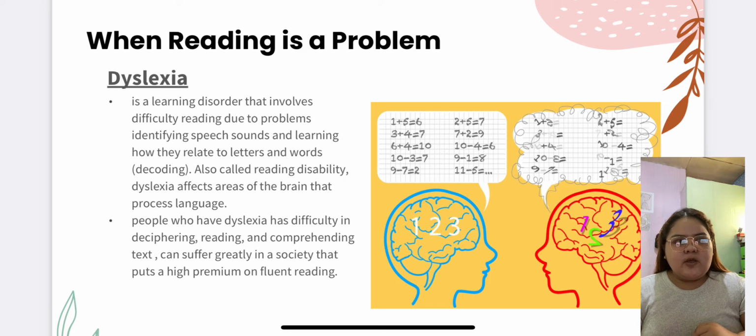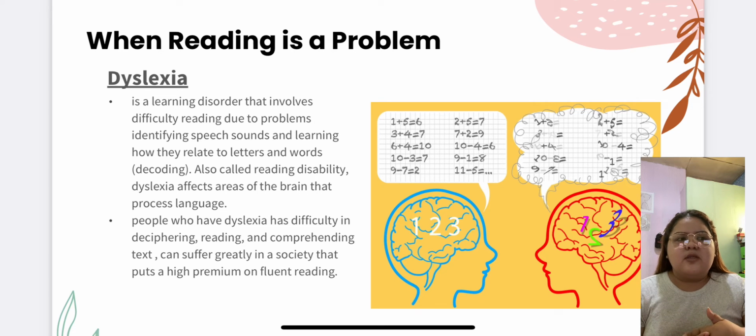So next, when reading is a problem, so we have here dyslexia. It is a learning disorder that involves difficulty in reading due to problems identifying speech sounds and learning how they relate to letters and words, like decoding. So, also, reading disability, dyslexia affects areas of the brain that process language.